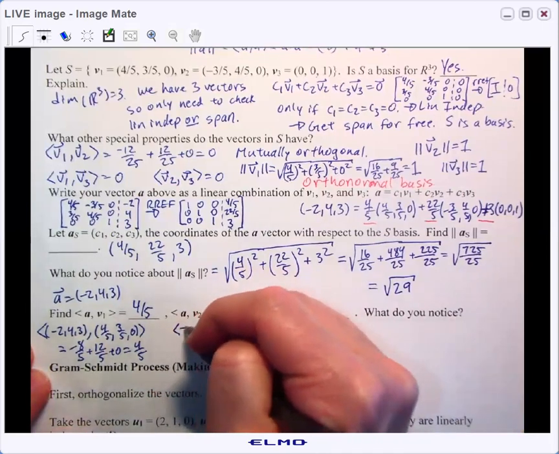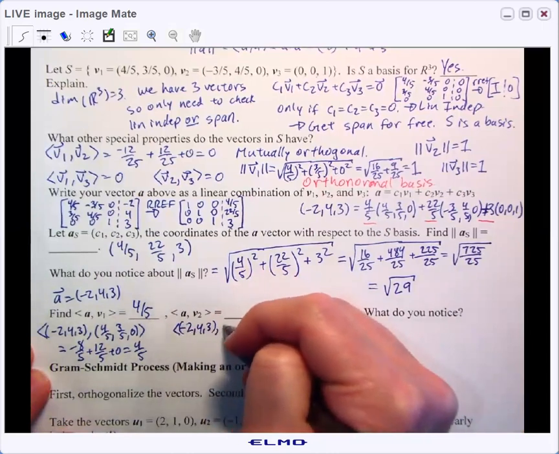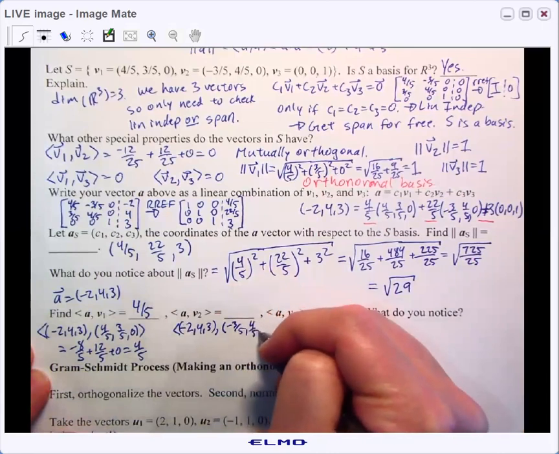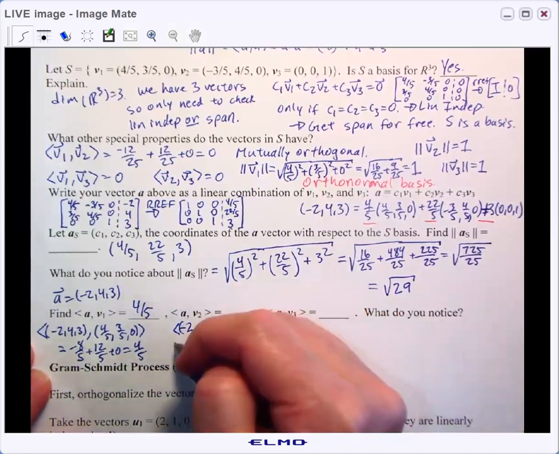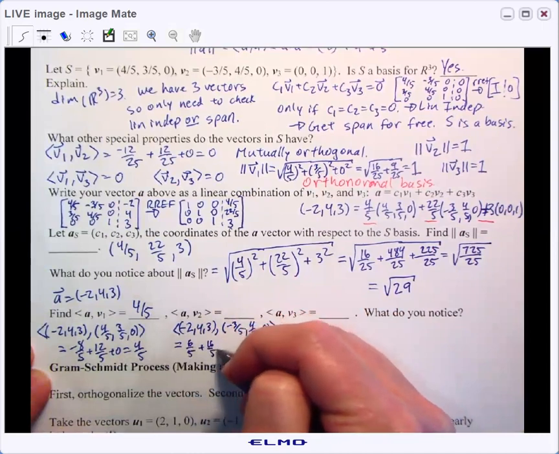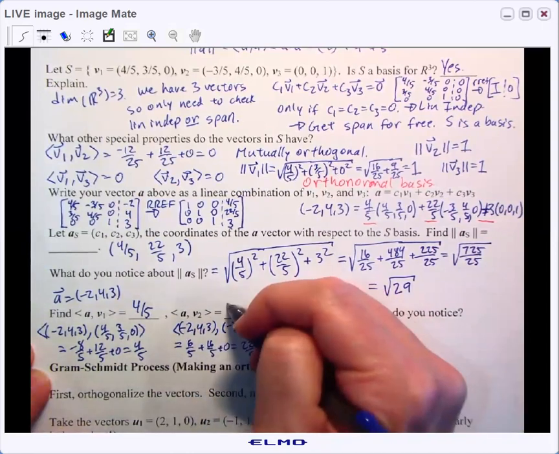How about A inner product V2? So we'll have -2, 4, 3 inner product with the vector -3/5, 4/5, 0. We'll get 6/5 plus 16/5 plus 0, which makes 22/5.